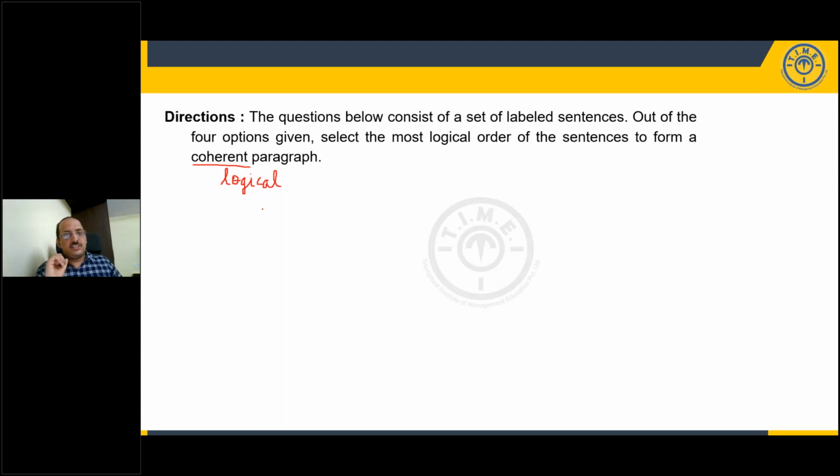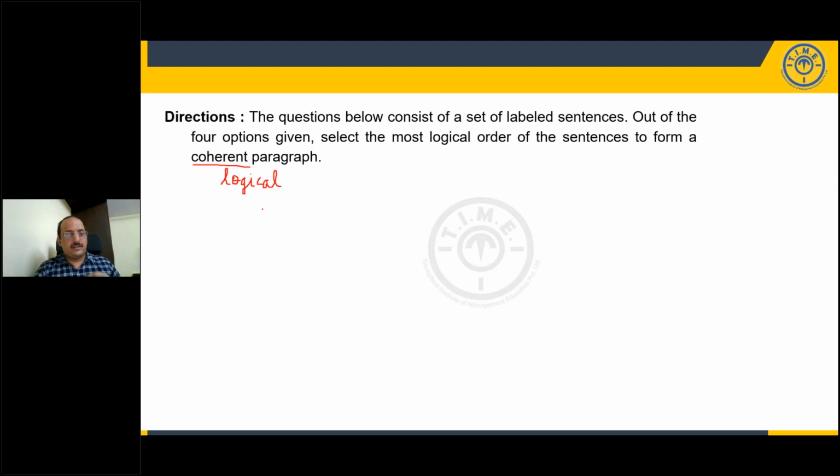In SSC CGLE, the format generally has been that I have 4 lines P, Q, R, and S. They would be out of order. Then I have options like RS, PQ, RQ, PS. So in that combination, I would have 4 options given to me, and I have to see which option would be the most logical order.